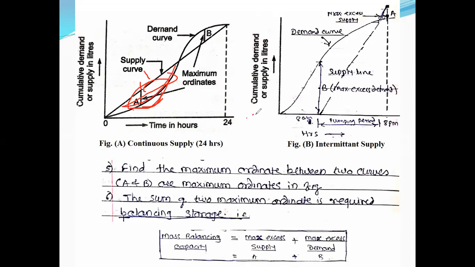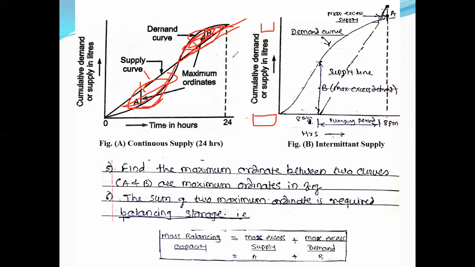distribution reservoir. We fill the distribution reservoir with water at that place, and when the demand increases beyond the supply of the treatment plant, at that time we take the help of the distribution reservoirs in which water has been stored to fulfill this excess demand. We take the help of the distribution reservoir to fulfill this excess demand, right?